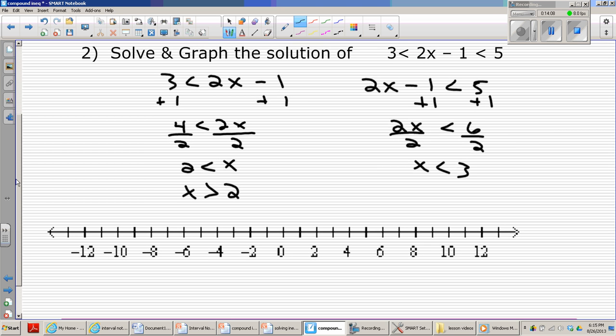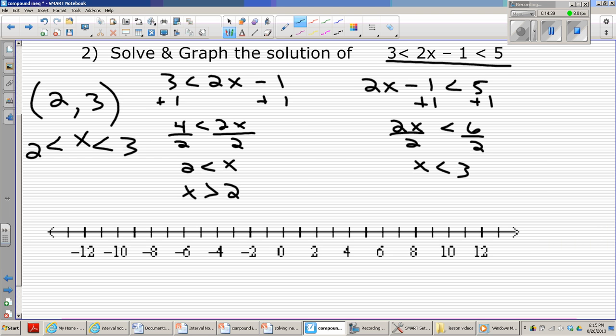Since it was written as one, we probably should put it back as one. How do we do that? x between smallest number 2, largest number 3. Can we write this in interval notation again? Smallest number, comma, largest number. We have just less than, so we have parentheses.